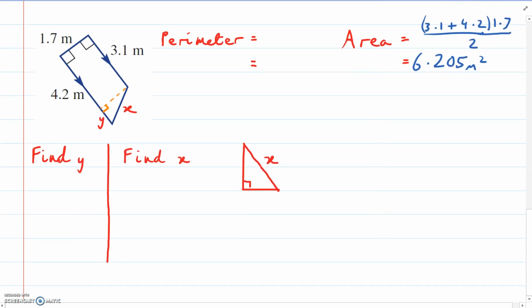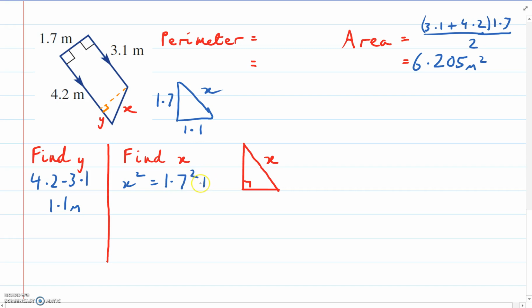To find y, we're going to do 4.2 minus 3.1, which is 1.1. So that's just this part of the triangle. So we've got the base of the triangle being 1.1. We don't know what x is, and we know that this is 1.7. And we can use Pythagoras now to find that unknown length. And we'll need our calculators for this one. So let's have a go at that.